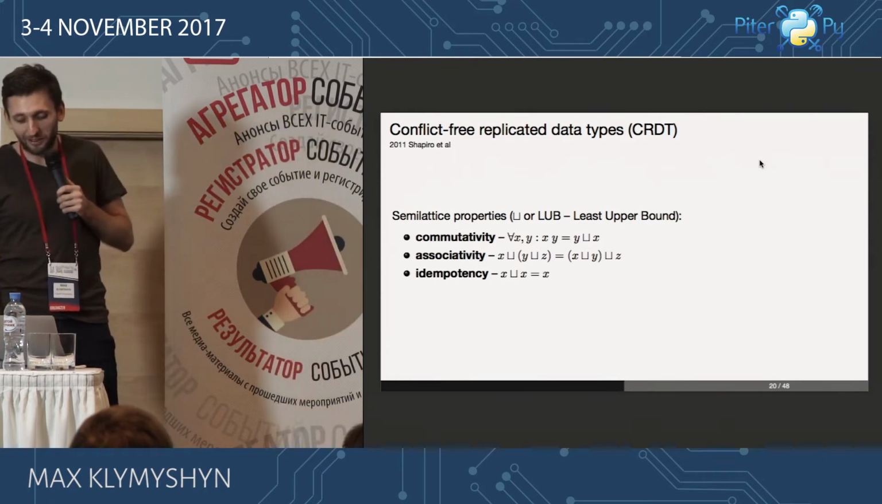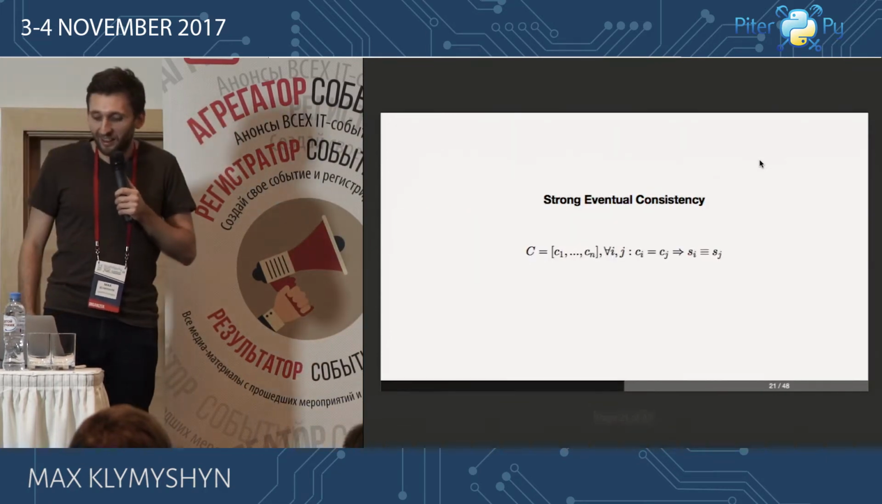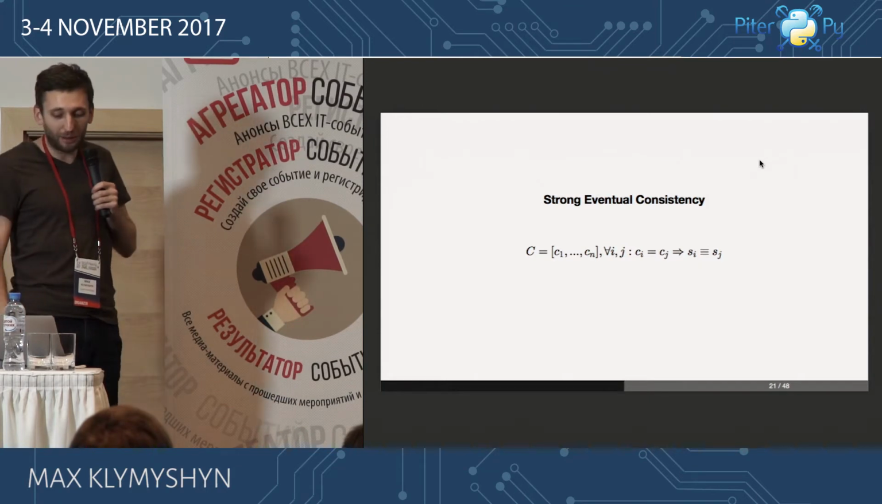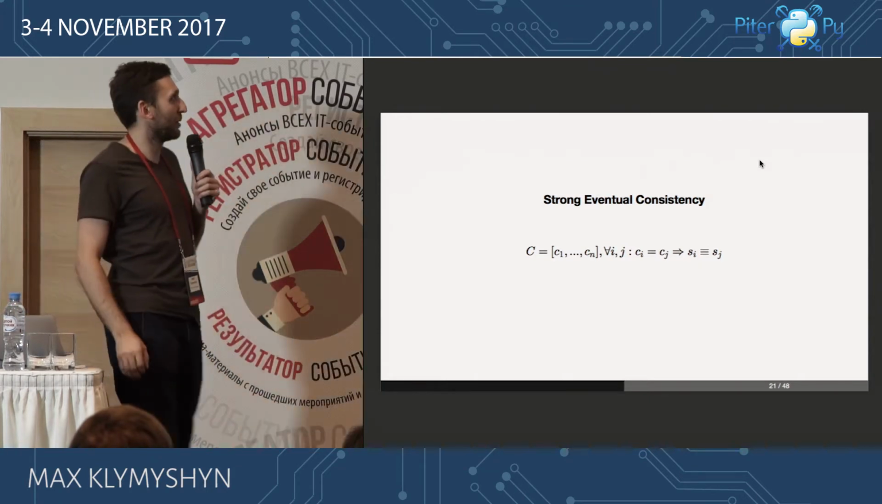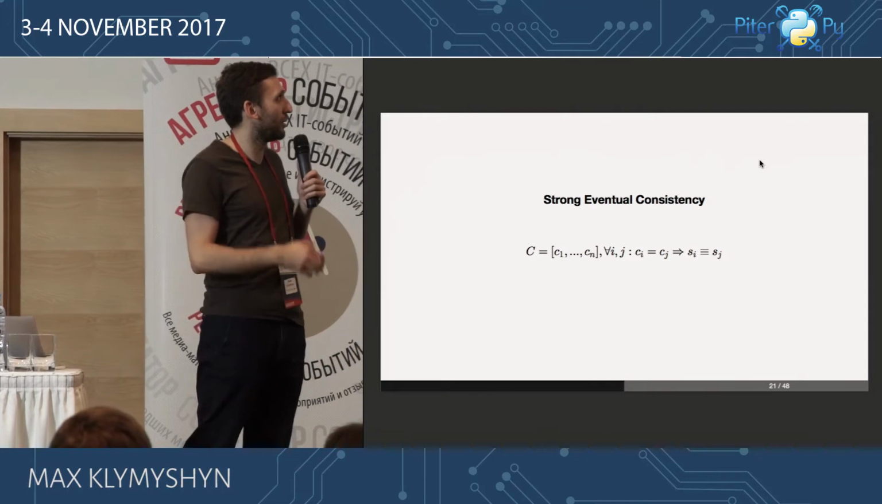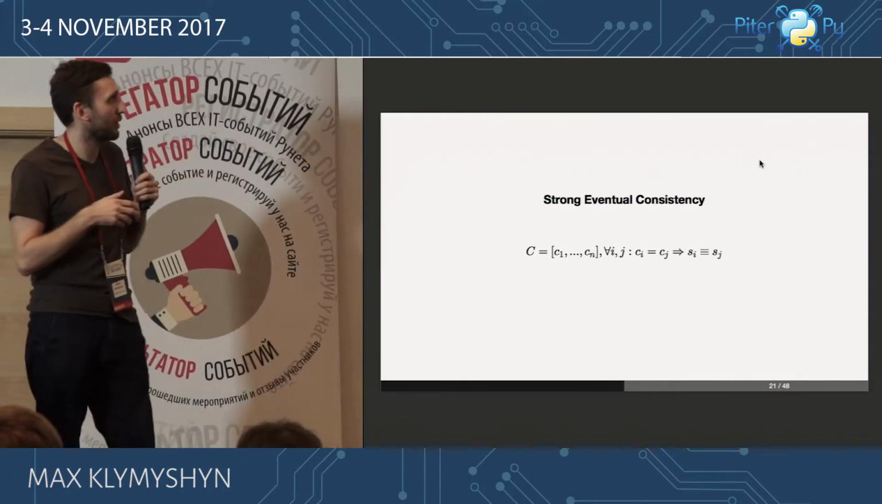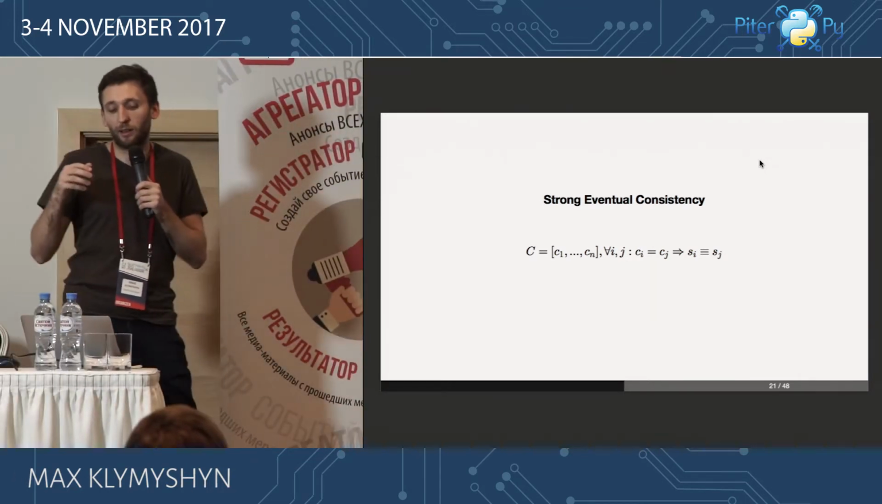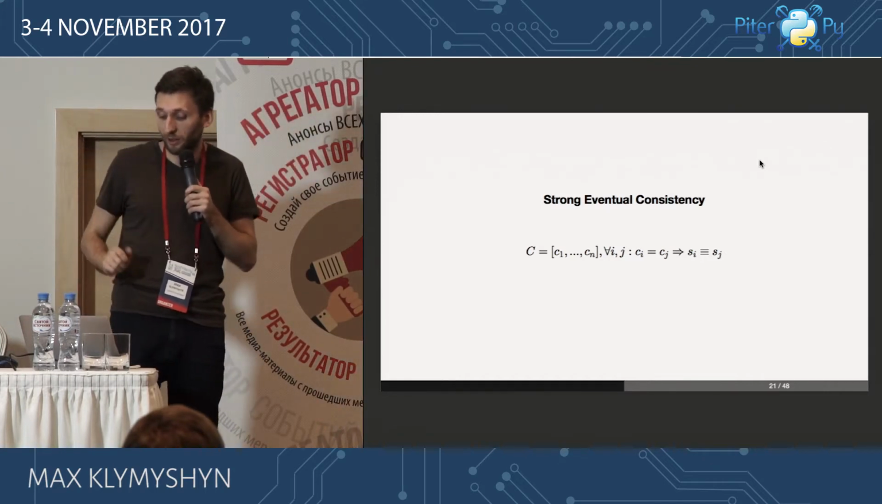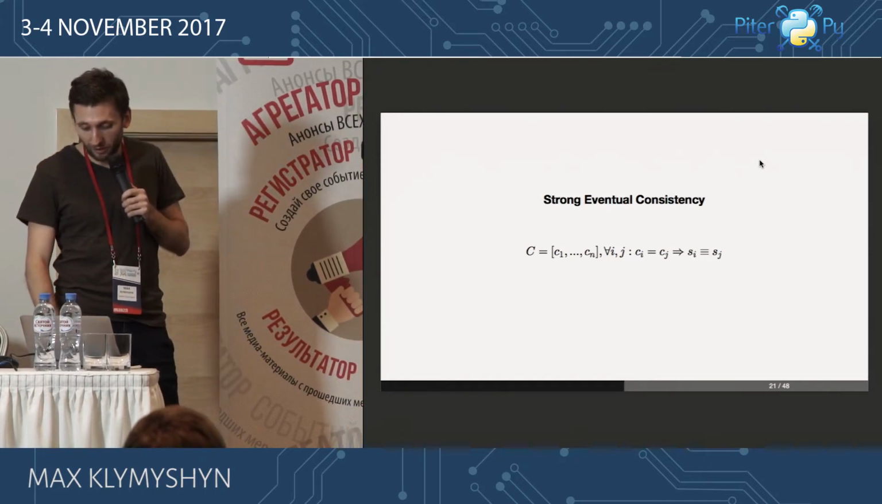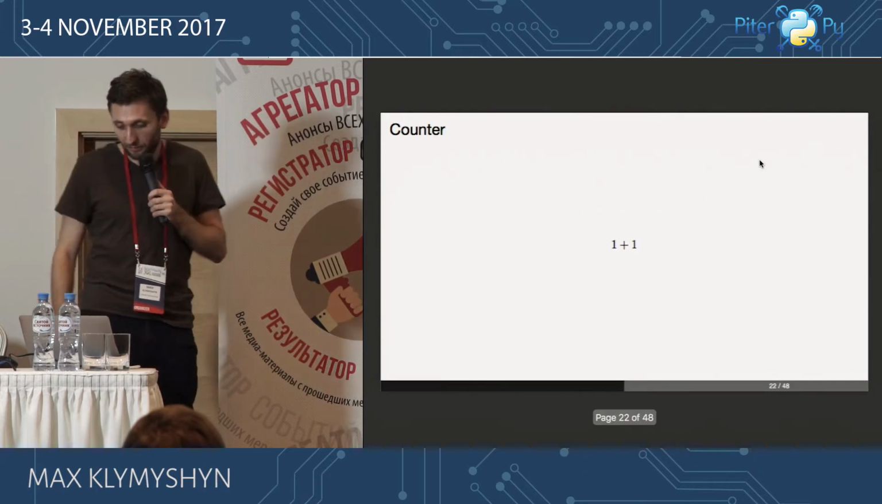So quite famous, I should say. And these properties provide us the ability to be strongly eventually consistent. So our state will be eventually consistent because it follows from the definition of eventual consistency.